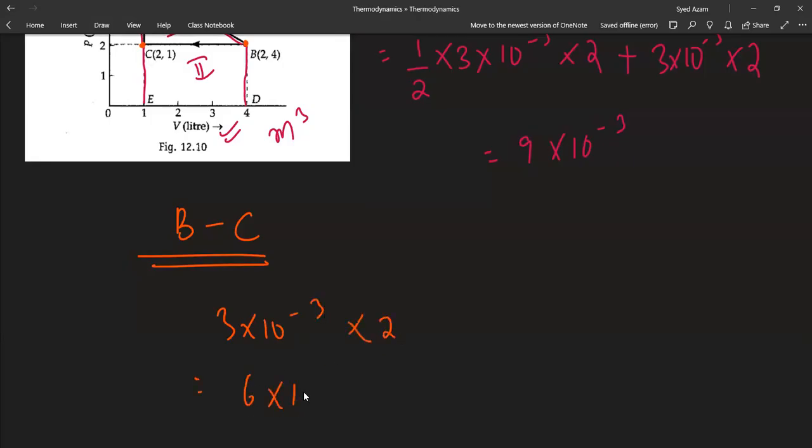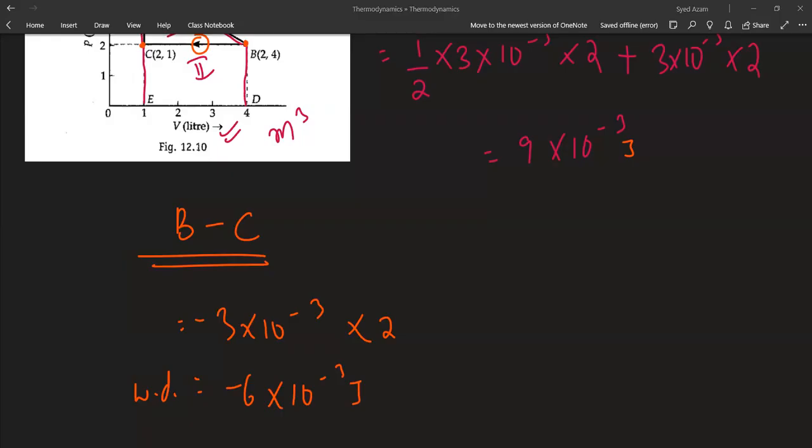But there's a catch in this. It won't be just this many joules. The work done won't be this much. Why? Can anyone tell? Is there any error in this? See, this is the figure. Can anyone tell any error in this? Class, this arrow, it will be negative. It's compression now, so this will be negative.